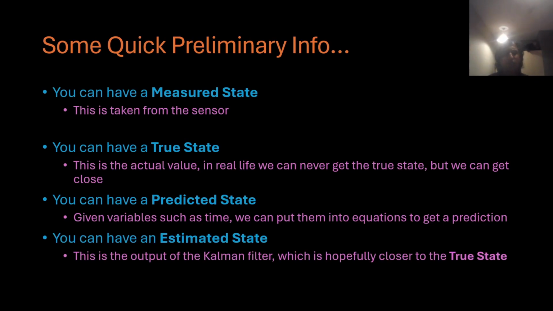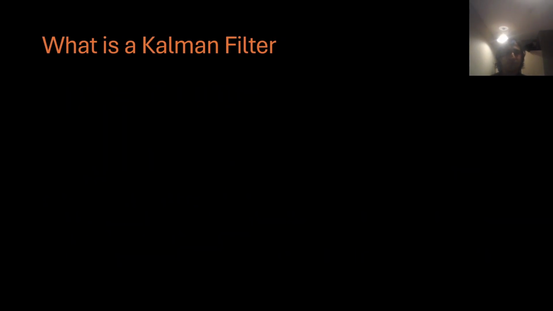Now, the last one is you have an estimated state. Now, the estimated state is the output of the Kalman filter. So once the Kalman filter has gone through all its steps, the output of that Kalman filter is an estimated state. Now, when we are Kalman filtering, the goal here is to get the estimated state to be as close to the true state using the measured and the predicted state. Again, don't worry about it. I'll go through it later.